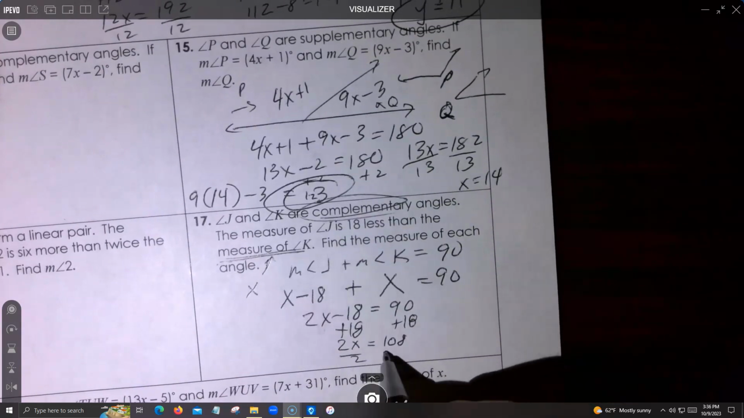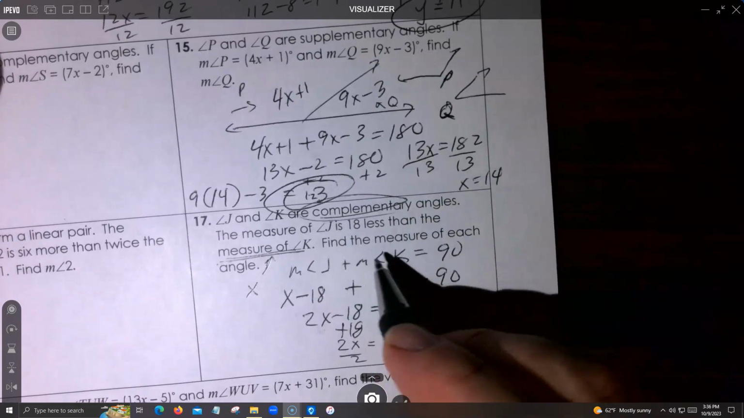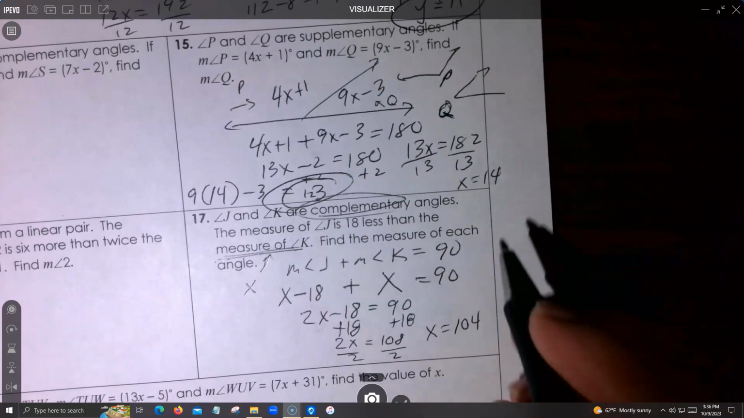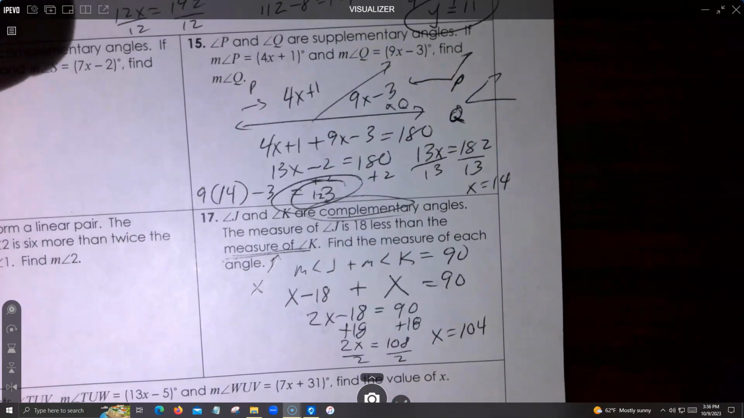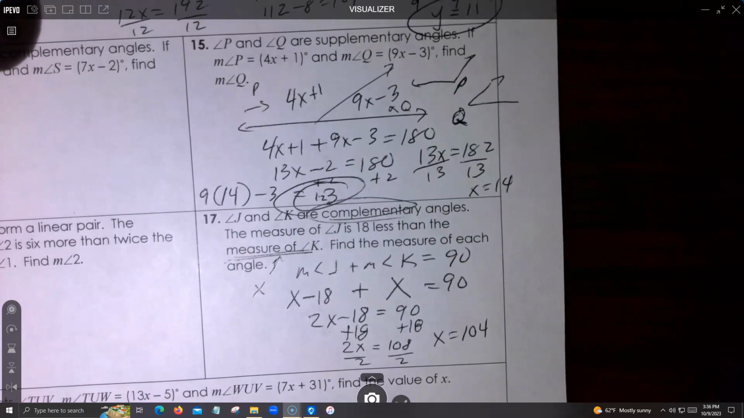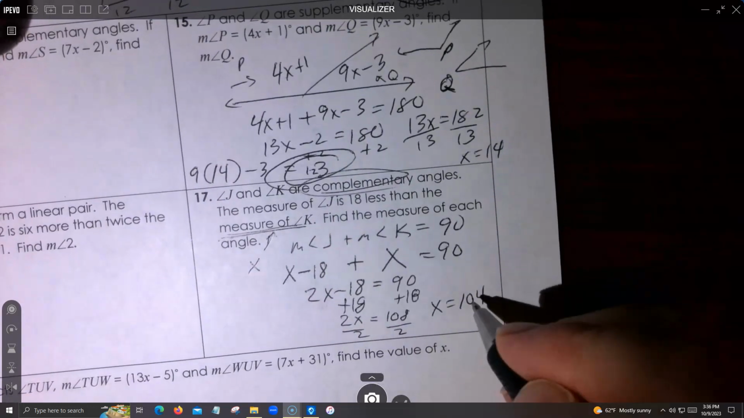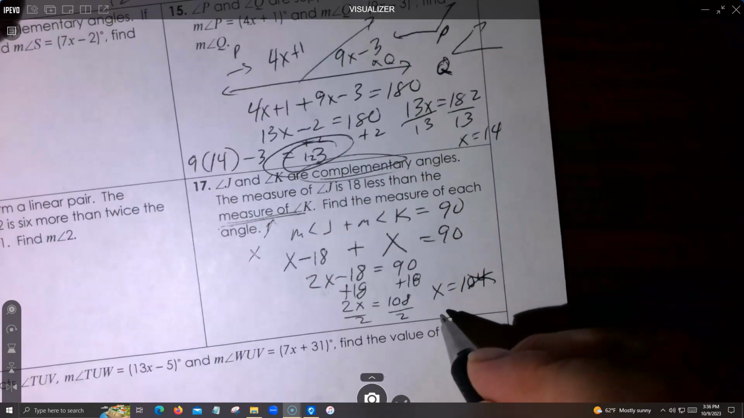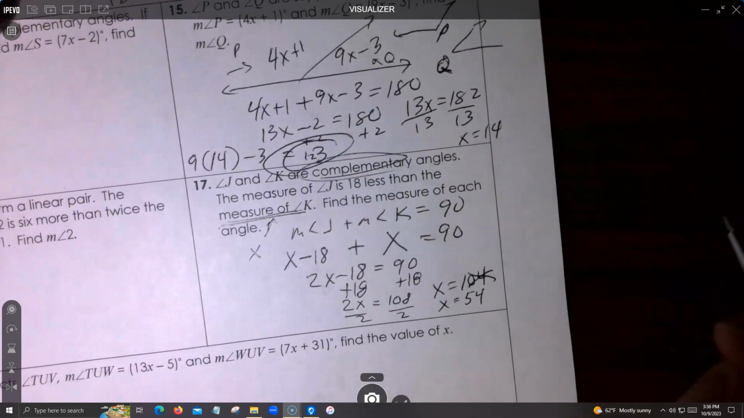All right, divided by 2. So x is equal to 104. It says find the measure of each angle. So one of them's 100. Can't be 104. 18 less than, 2x minus 18, 108, 100. Oh, I forgot to divide. Wow, it's been a long day. Okay, this should have been 54, not 104.